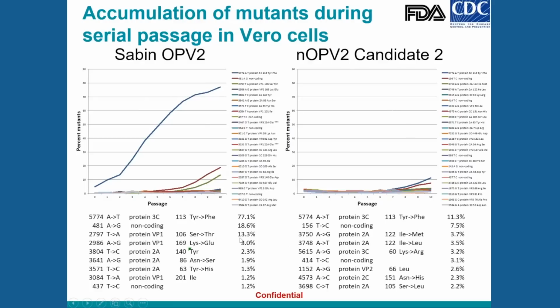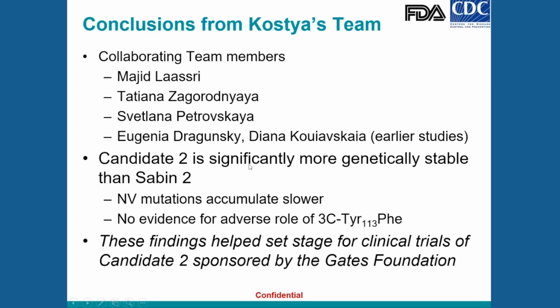And this change here, which is seen both in Sabin 2 and in the R candidate, turned out to have no evidence of any adverse role phenotypically. Now, we were aided not only by Kostya, but by the collaborating team members Majid, Tatiana, Svetlana, Eugenia, and Diana, all of whom contributed to this very, very productive collaboration.